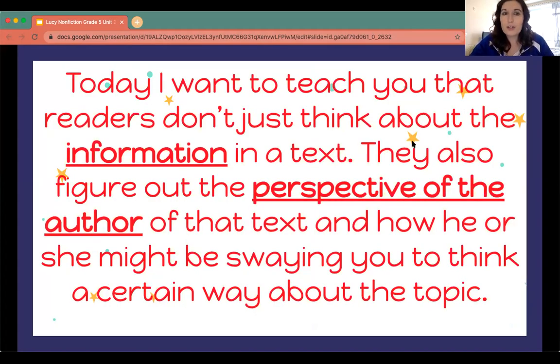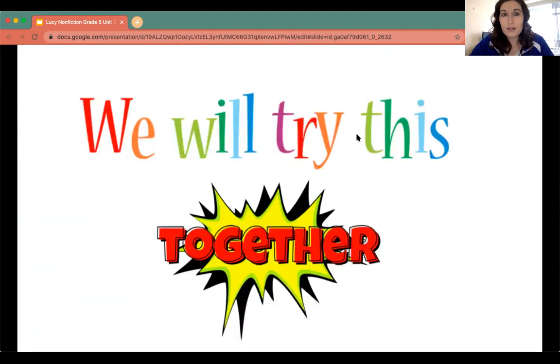Today, I want to teach you that readers don't just think about the information in a text, they also figure out the perspective of the author of that text and how he or she might be swaying you to think a certain way about the topic. Sometimes it will be really easy to see the author's opinion, and other times it might be much harder and hidden. So we have to be on the lookout, especially for those hidden times. We're going to try this skill together.